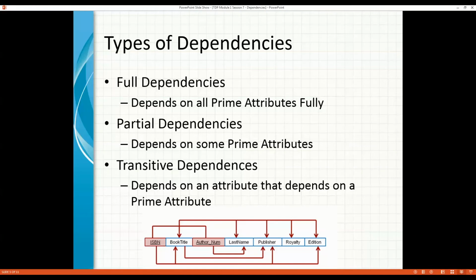Partial dependencies are when you have non-prime attributes that don't depend on all of the prime attributes listed. What we mean by that is, let's say we have a spouse table. In the spouse table, we'll have it for the employees. So in this table, we would need to have an employee ID and a spouse ID. If there's any column in there that simply depends on only one of those keys, it's considered partial.